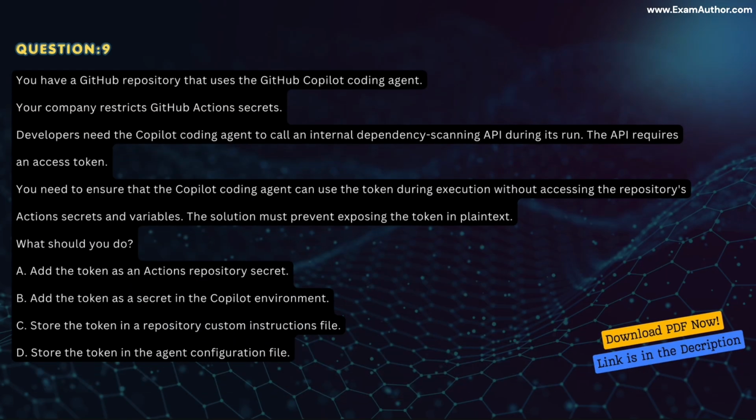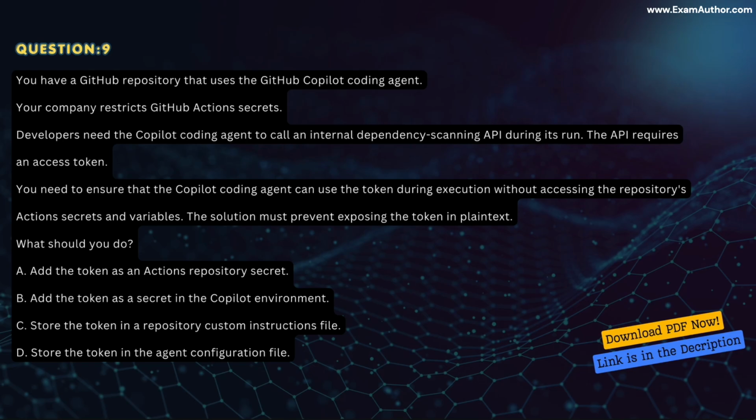Question 9. You have a GitHub repository that uses the GitHub Copilot coding agent. Your company restricts GitHub Actions secrets. Developers need the Copilot coding agent to call an internal dependency scanning API during its run. The API requires an access token. You need to ensure that the Copilot coding agent can use the token during execution without accessing the repository's actions secrets and variables. The solution must prevent exposing the token in plaintext.